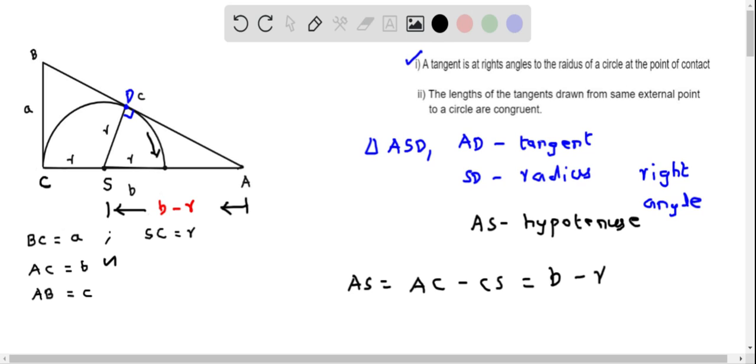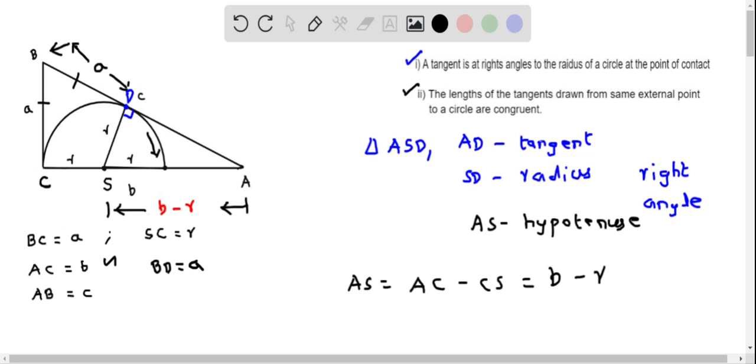For that I'm going to use this second property, which says that the lengths of the tangents drawn from an external point to a circle are congruent. So ideally we have to look at CB and BD. These are the two tangents drawn to the circle from the external point B, which means the tangents BC and BD are congruent. We can clearly see that BC is A, so therefore BD is also A. So I can mark A for this length, that is, BD is A.